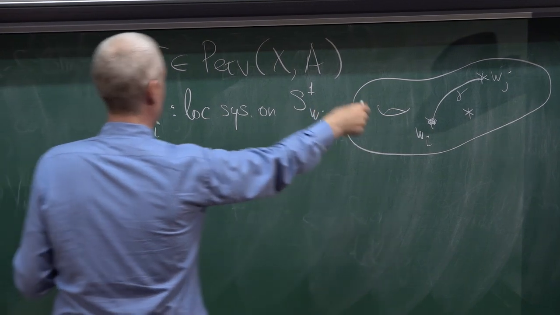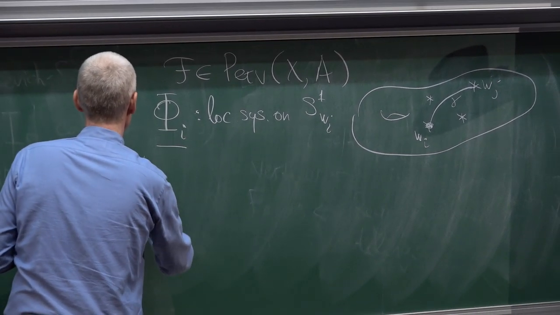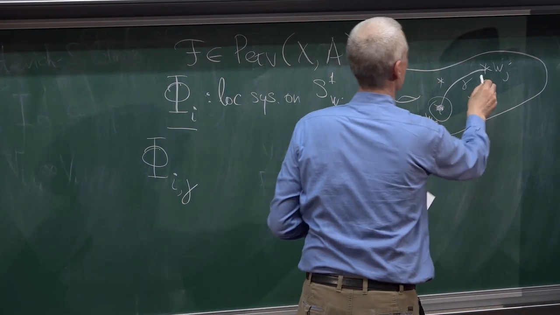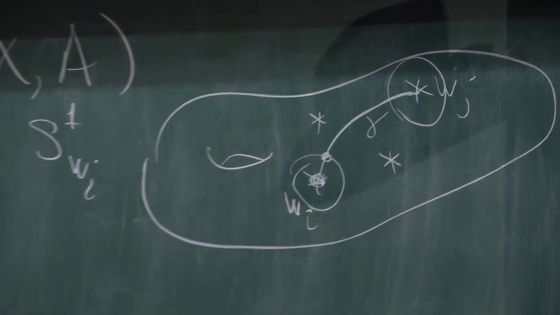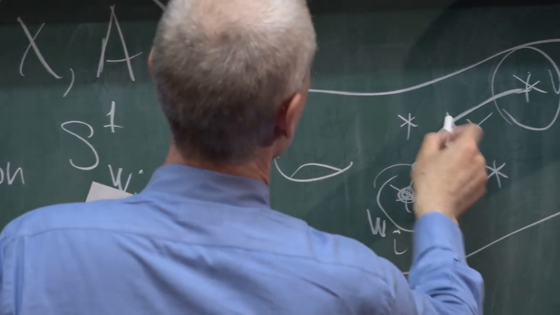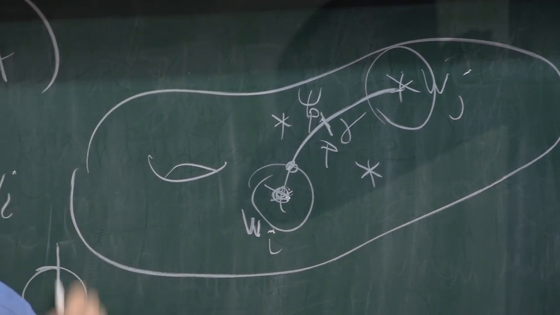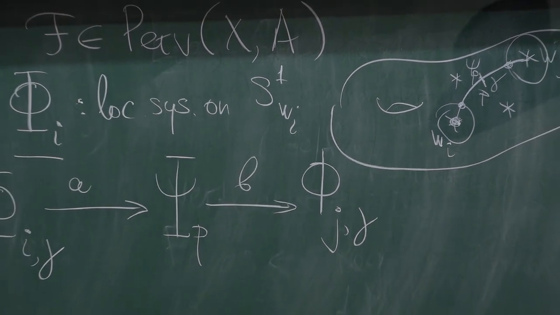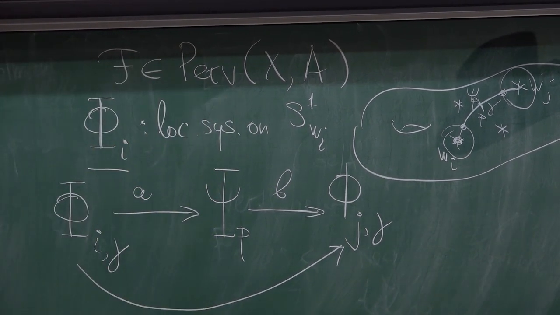Gamma, as I explained, is joined to two points and doesn't meet any other points. Then we have a map of phi i gamma. This means the stalk of the local system at this particular direction. So I have a small circle here and a small circle here, and I have the stalk of phi here. Then by the map A, I go to psi, at any point, maybe at this point P, psi P. And then by the map B, I go to phi j gamma, the stalk of phi at this point. This composition, let me call it M i j of gamma. I can do it for any path.